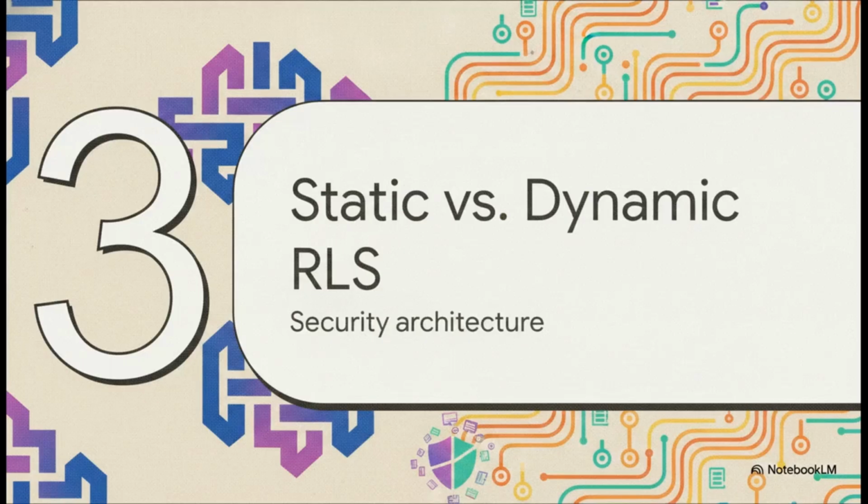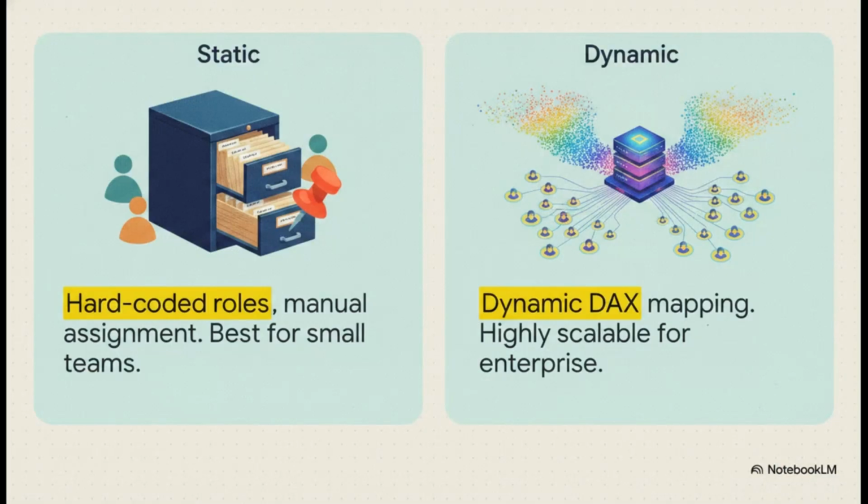Section 3. Static versus dynamic RLS. Choosing your security architecture. Now, you essentially have two architectural choices when exploring RLS types and uses: static or dynamic. Static RLS is super simple, but it's rigid. You hard-code rules directly into the role. You literally write a DAX filter that says region equals West, name the role West managers, and then manually drop users into that bucket in the Power BI service.